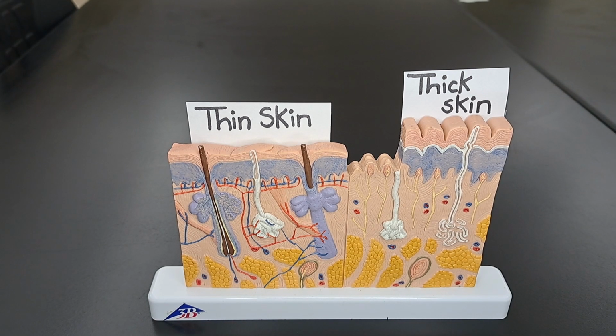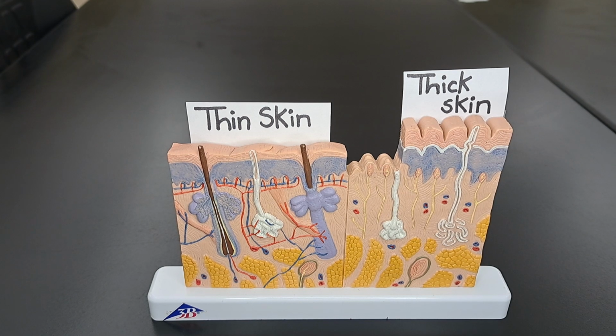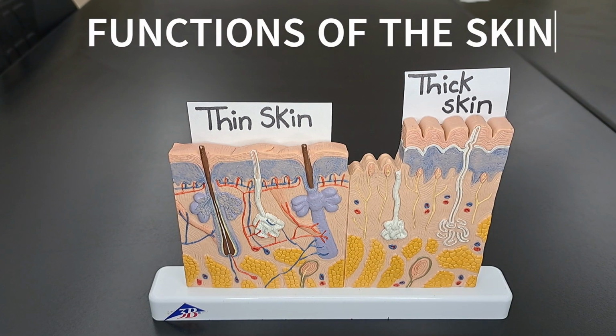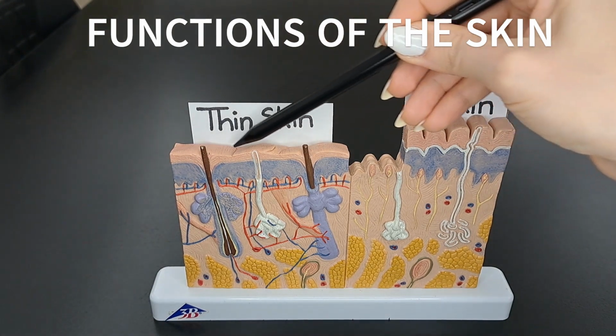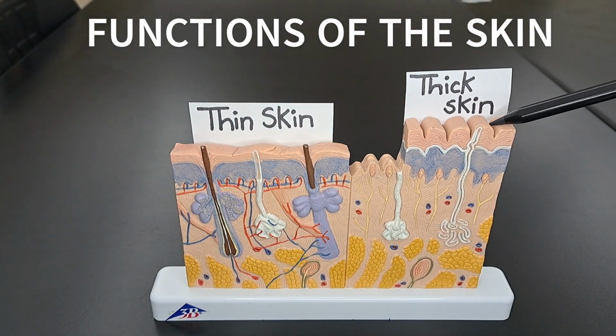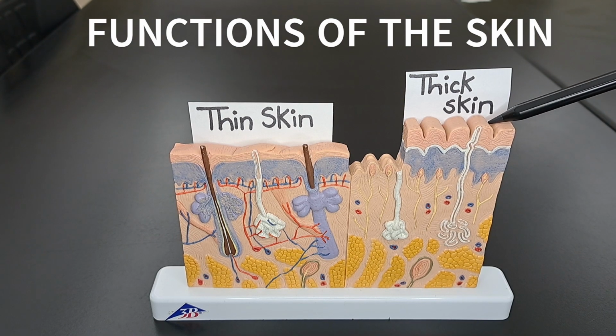In this video, we will go over the structures of the skin model in detail. The skin is the largest organ in the human body. What are the functions of the skin? The skin is the first physical barrier against mechanical damage, against microorganisms, against dehydration.